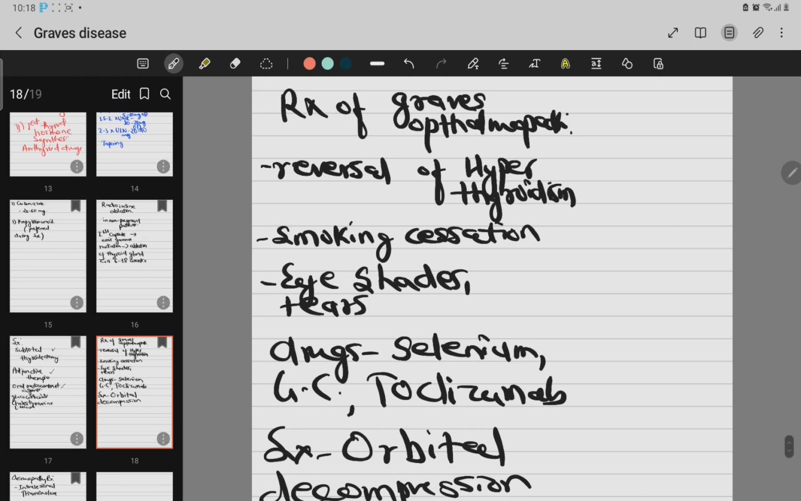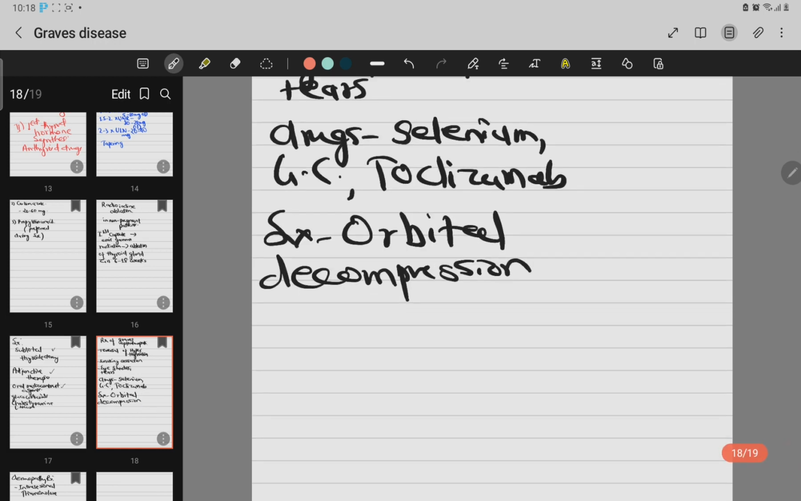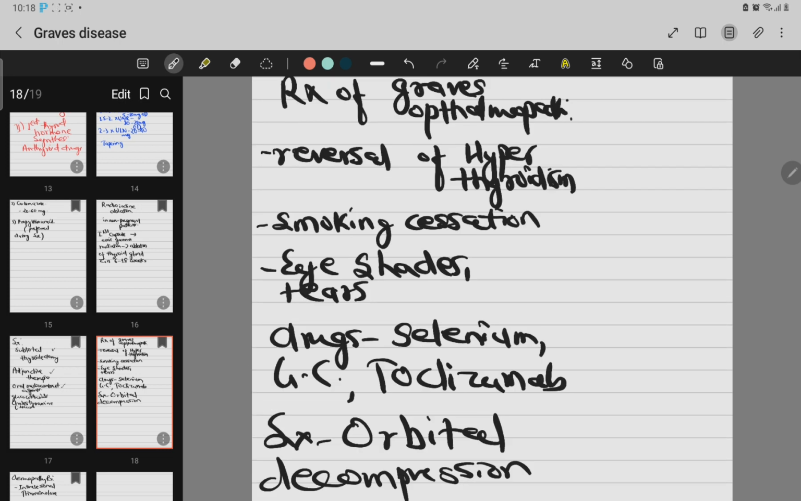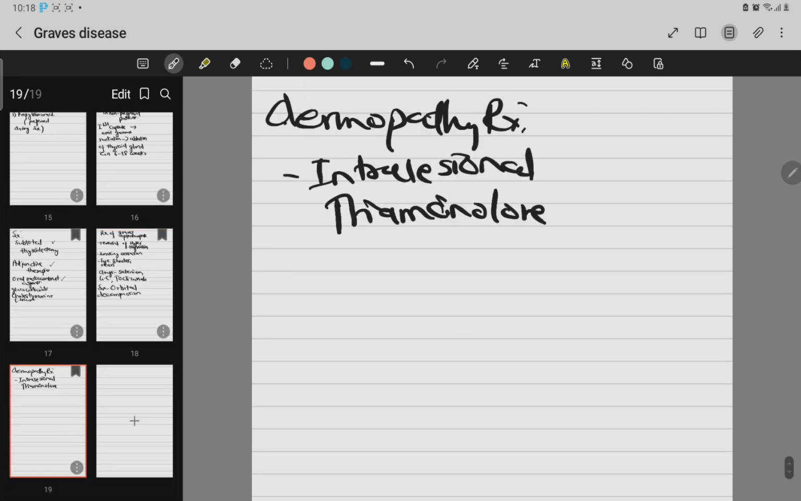Now treatment of Graves' ophthalmopathy. How can we treat it, because there are complications related to it? Reversal of the hyperthyroidism, smoking cessation, eye tears, drugs, selenium. And dermatopathy we can treat with the help of intralesional triamcinolone.